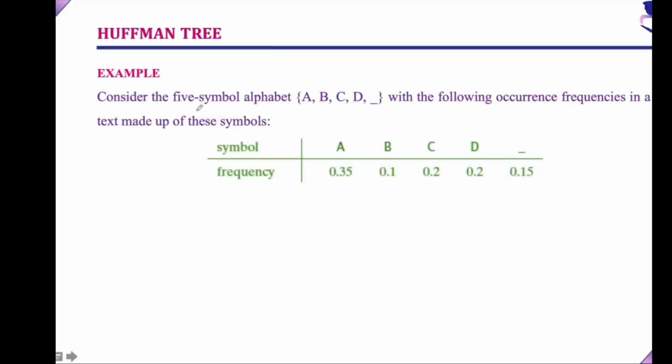Example, consider a 5-symbol alphabet A, B, C, D and underscore with the following occurrence of frequencies in a text made up of these symbols. For symbol A, frequency is 0.35, B 0.1, C 0.2 and D 0.2 and underscore it is 0.15.